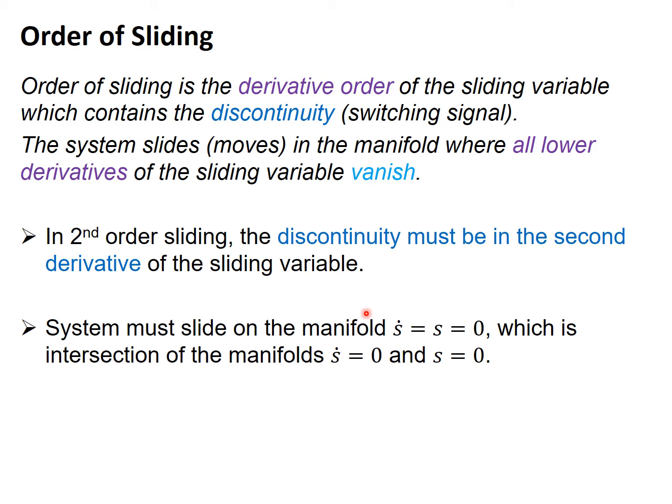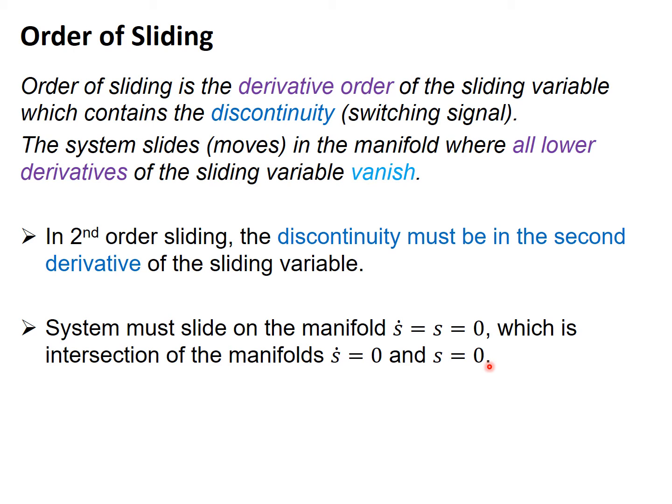And where would the sliding take place? The sliding would take place in a manifold where the lower order derivatives vanish, or the lower order derivatives are 0. What are the lower order derivatives here? For second order sliding, the lower order derivatives are S dot and S. So, both S dot and S must be 0 in this manifold. You see how we are defining the manifold: S dot equals S equals 0, which is nothing but the intersection of the manifolds S dot equals 0 and S equals 0.